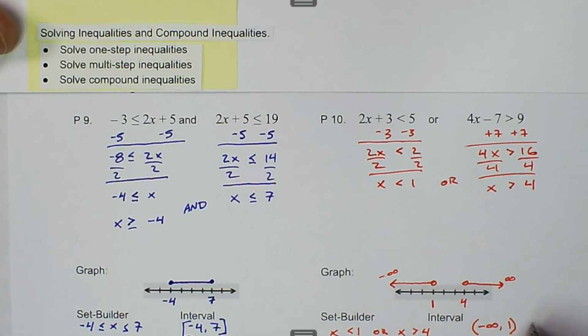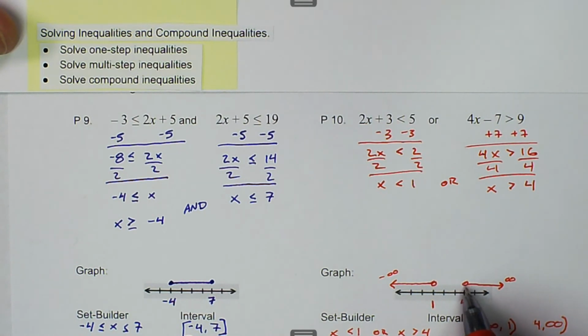Then we skip a little bit, and then we go to 4, and that goes all the way to infinity. So from 4 to infinity, all those numbers are included in between there. Infinity is never included. Because we have an open circle here, 4 is not included. And then we have to pay attention to what symbol we use. So this one's OR. So remember, OR means union.